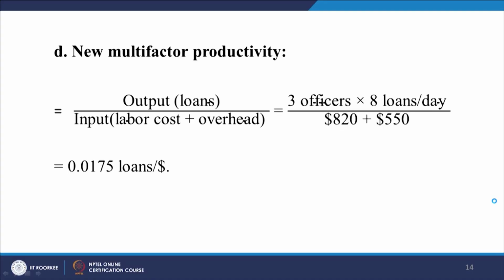So now we have 0.0175. So the productivity in terms of loans per dollar has also increased. With this we can say that whatever changes we are making, we are using a new software. That new software is helping each of our loan officers to process 8 loans per day. So that is definitely improving the labor productivity, and it is also improving the multi-factor productivity. We will suggest the company that they must go for this particular software so that it is able to improve the productivity of labor as well as the number of loans processed per dollar.